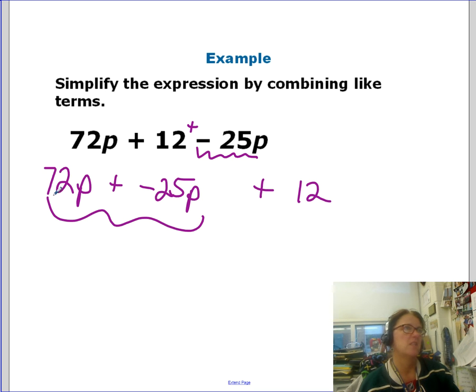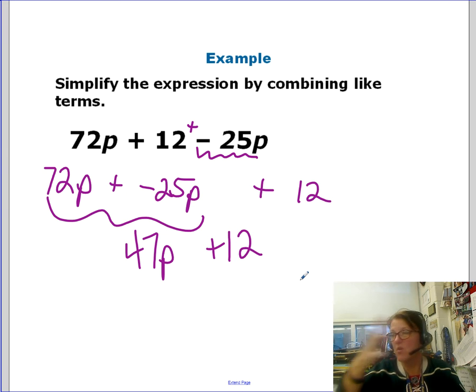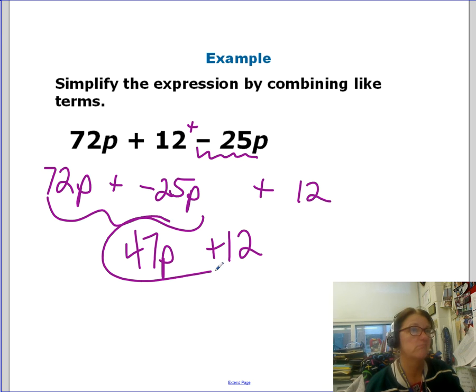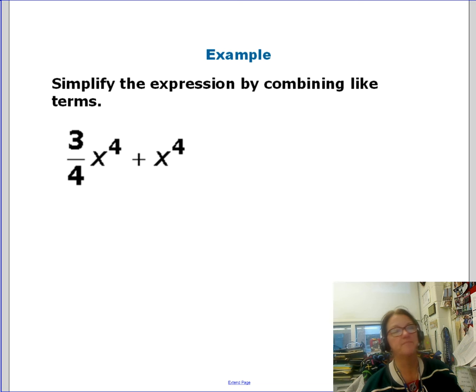Let's see. Take away 20, that'd be 52. Take away another 5, 47p. And then plus 12 has to come on down, and 12 looks around and sees no other terms that are alike, so it just has to sit there. That's as far as you can go. Don't combine these two guys together. Nope, nope, nope.